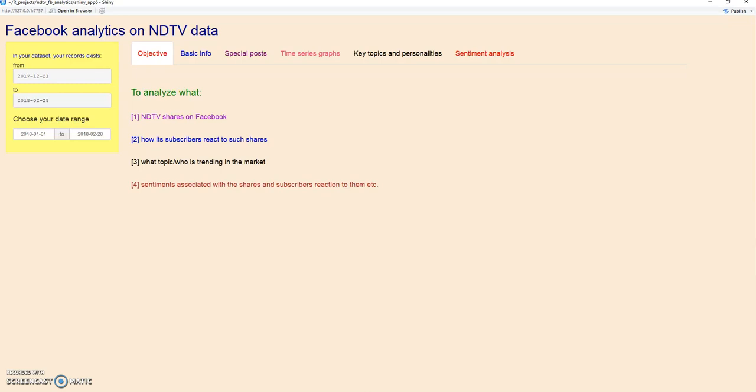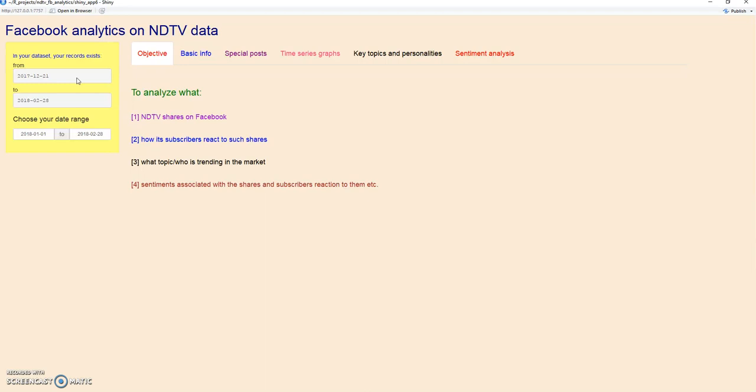So basically the objective of this project is to show what NDTV shares on Facebook and how its subscribers react to the shares, the videos and the pictures posted by NDTV on Facebook. It also helps us in understanding how the subscribers react in terms of sentiments, in terms of what topics are trending in the market, etc. So let's get to the explanation part.